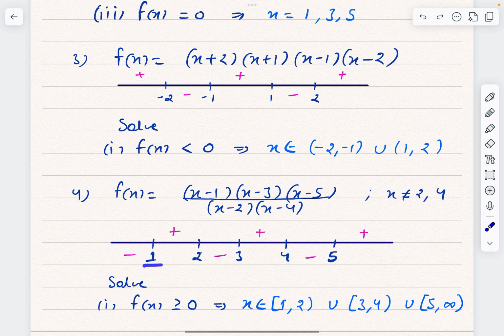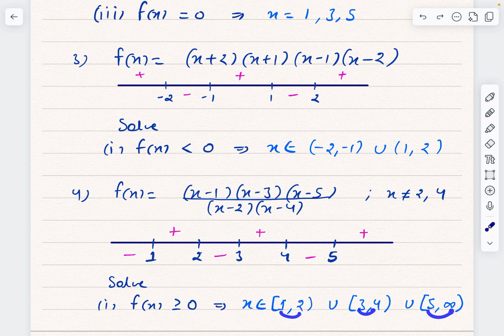This 1, 2, 3, 4, 5: again positive, negative, positive, negative, positive, negative. Alternate signs, starting from the rightmost positive. You want f of x to be greater than or equal to 0. Where do you see f of x is positive? 1 and 2, 3 and 4, more than 5. So first just write 1 to 2, 3 to 4, 5 to infinity.